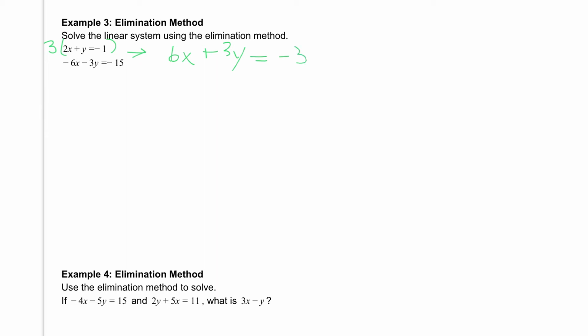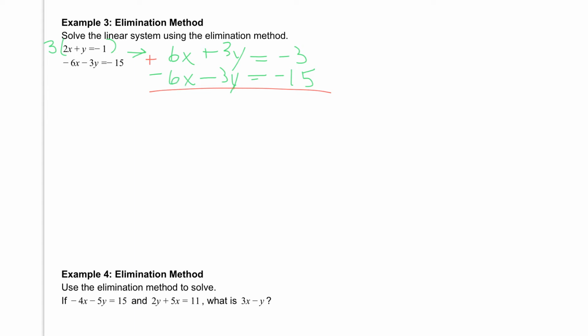I'm going to leave my bottom equation the same. I have negative 6x minus 3y equal to negative 15. Double checking that I do have opposites. If I look at my x's, I have a 6 and a negative 6. Those are opposites, so I can go ahead and add these two equations together.